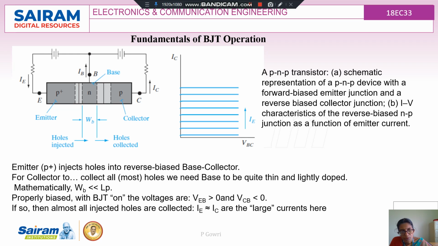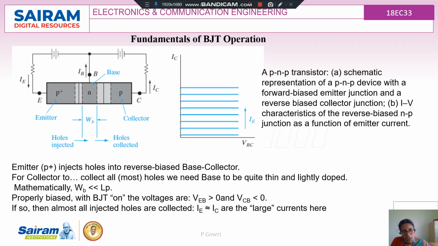Now, why is this P plus? Since it is the source of the charge carriers, P plus indicates that the emitter is heavily doped and it injects holes into the reverse biased base collector. For the collector to collect almost all the holes, we need the base to be quite thin and lightly doped. Normally, the base width, that is the width of the base region, which we always represent as W suffix B, is to be less than the diffusion length of the hole.